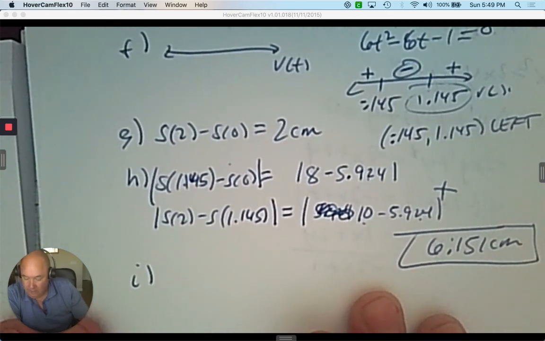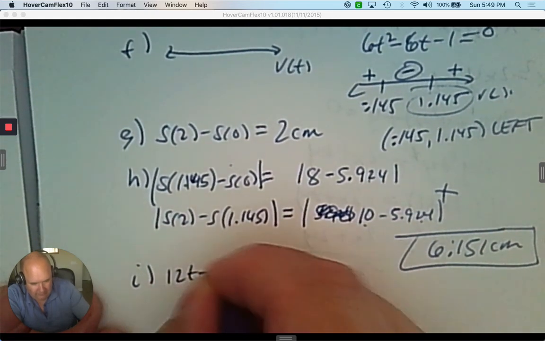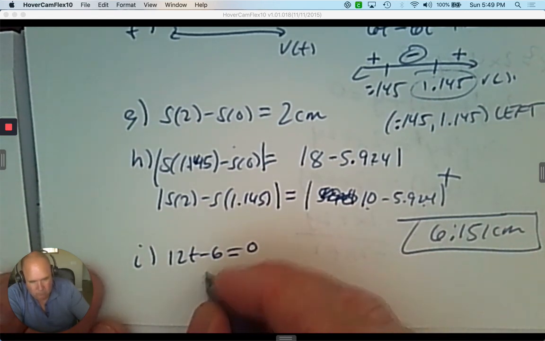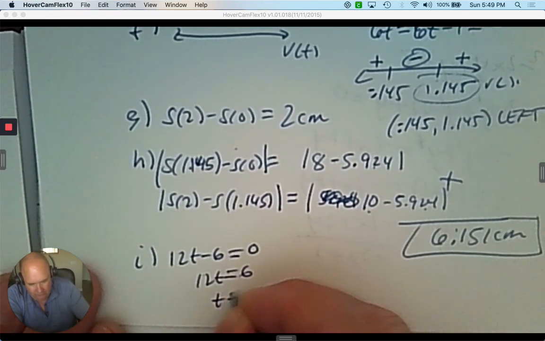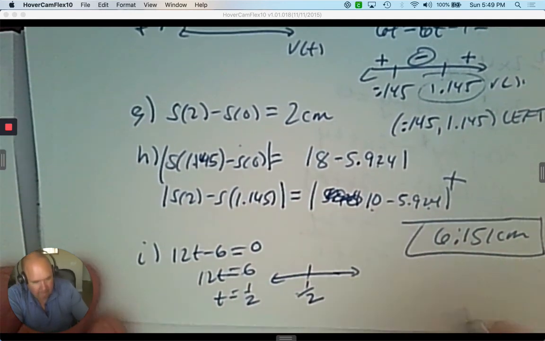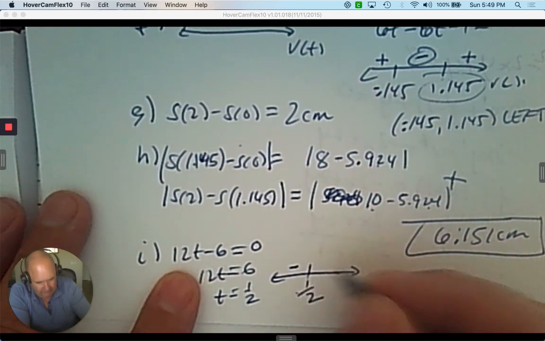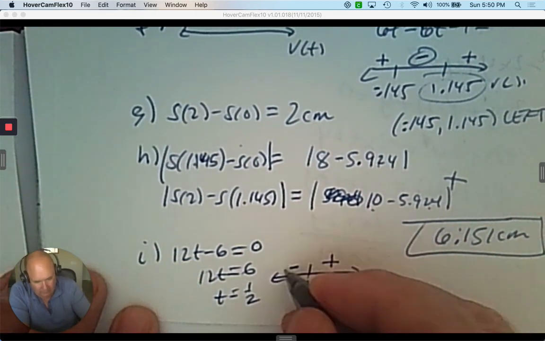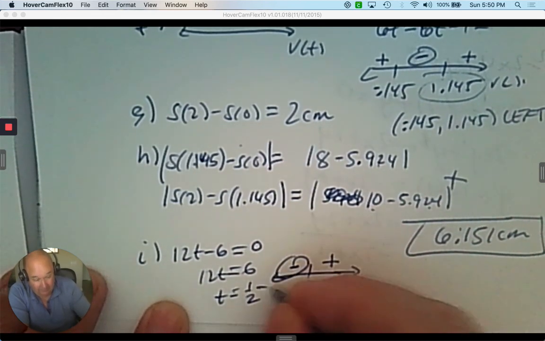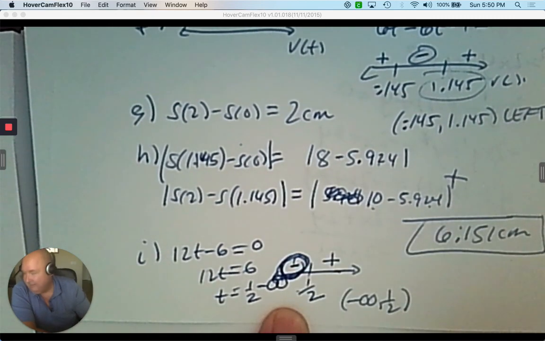When is the object's velocity decreasing? For velocity decreasing, that is the acceleration. So I'm going to make it equal to 0 and solve it. So add 6, divide. At 1/2, the acceleration is 0. If I try both sides, if I plug in like 0, you get a negative answer. Here you get a positive answer. So when is it decreasing? It's decreasing from negative infinity to 1/2. This velocity shows it decreasing.